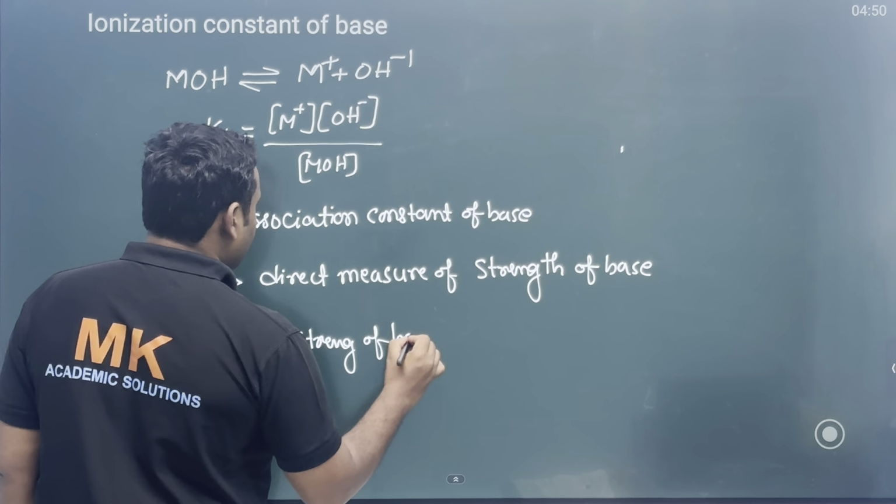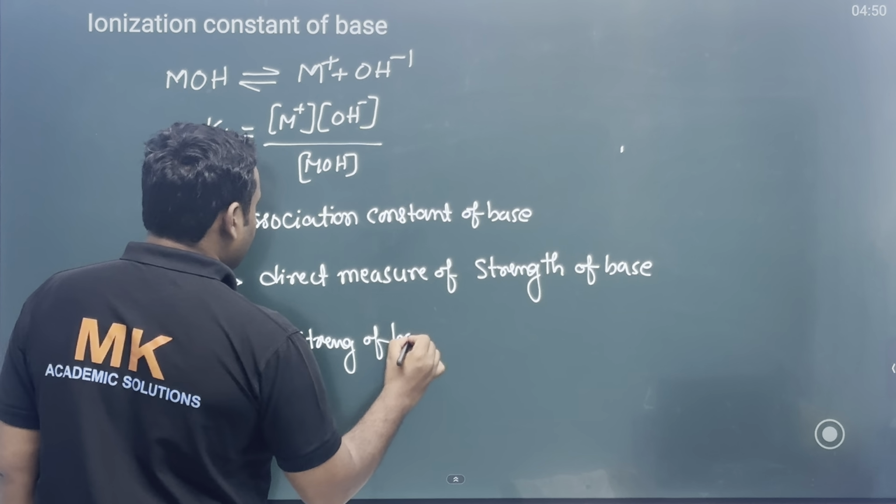So what is the degree of dissociation? The degree of dissociation is indicated with alpha. Alpha is the degree of dissociation. In short, we can call it DOD, degree of dissociation.